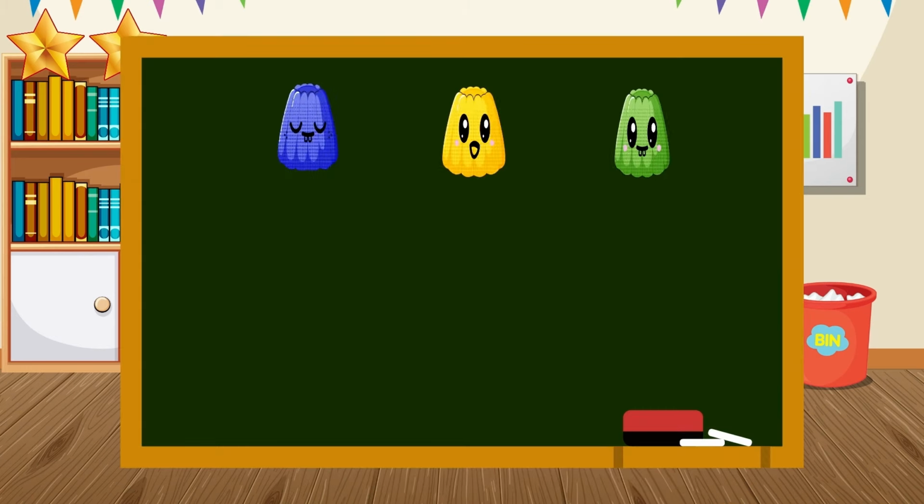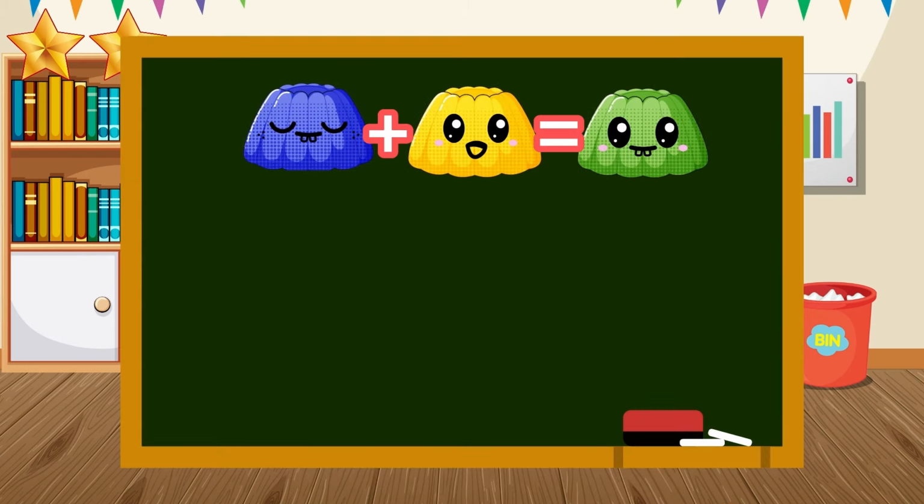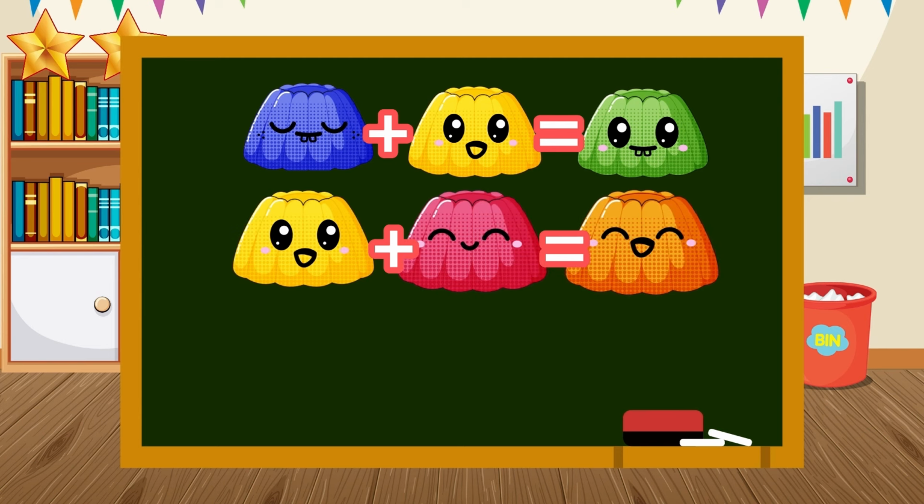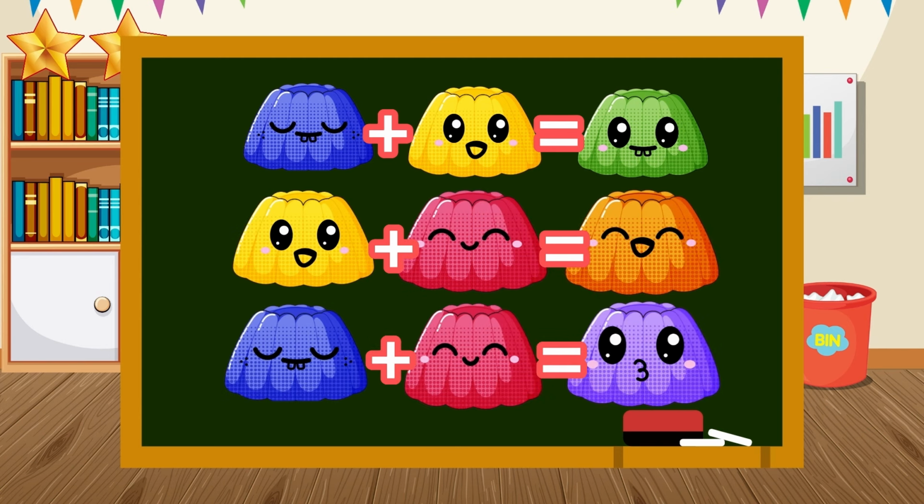Orange, green, and purple! Blue with yellow makes green jello. Yellow and red makes orange instead. Red and blue makes purple too. Mixing colors is fun to do.